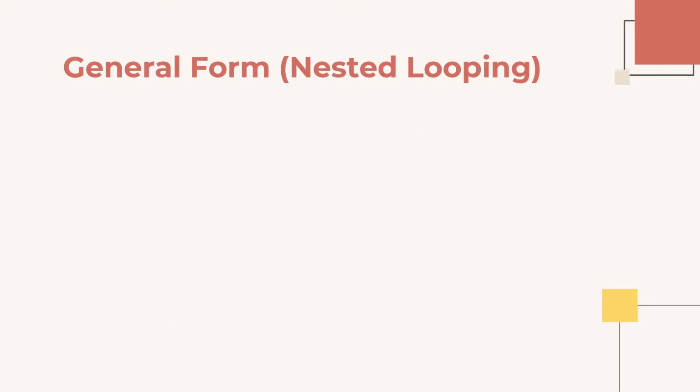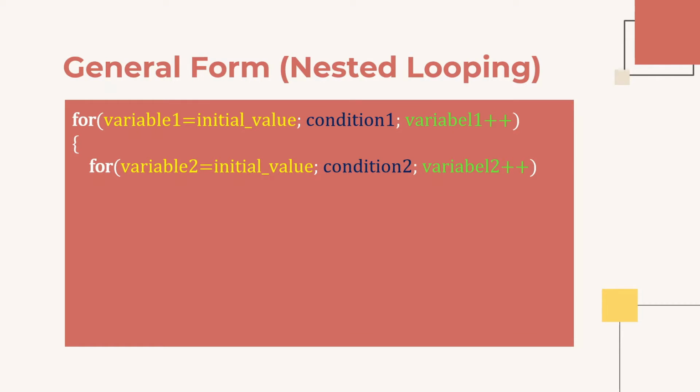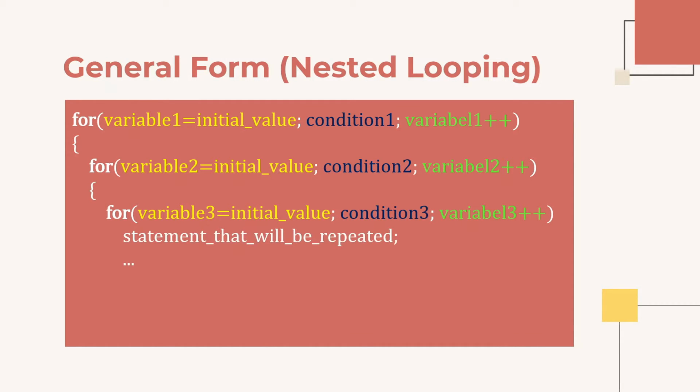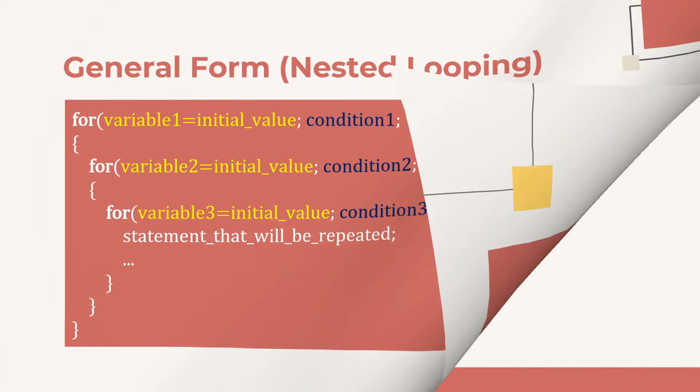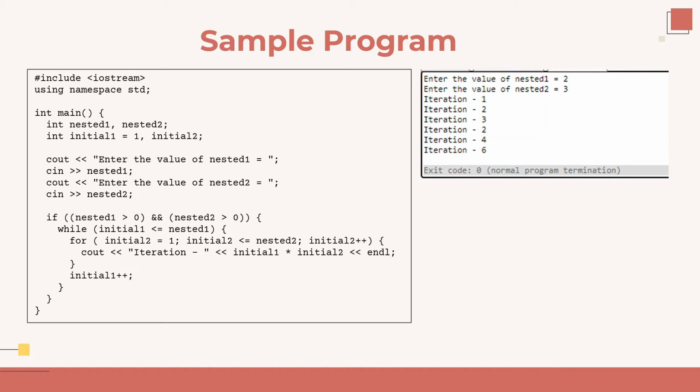The example of the general form of looping structure is shown in this slide. In this example, there is a for loop inside another for loop. All forms of looping can be put inside another looping form. So we can put a for loop inside a while loop. And this is the example of nested looping. The sample program shows that we can use a for loop inside the while loop. The statement will run as many as nested 1 multiplied by nested 2 according to user input.